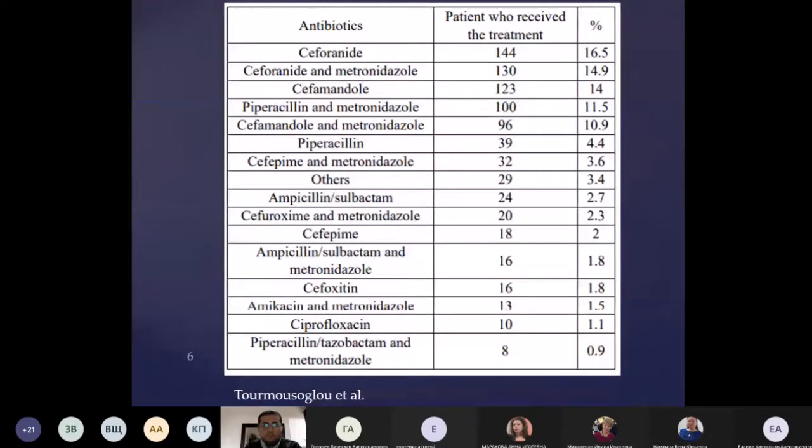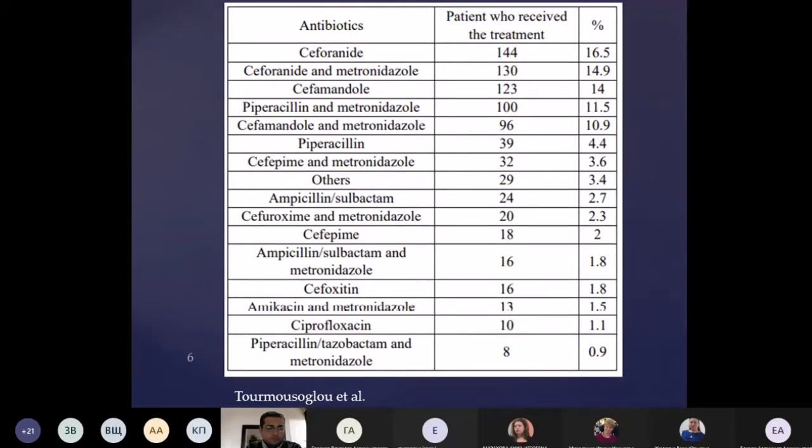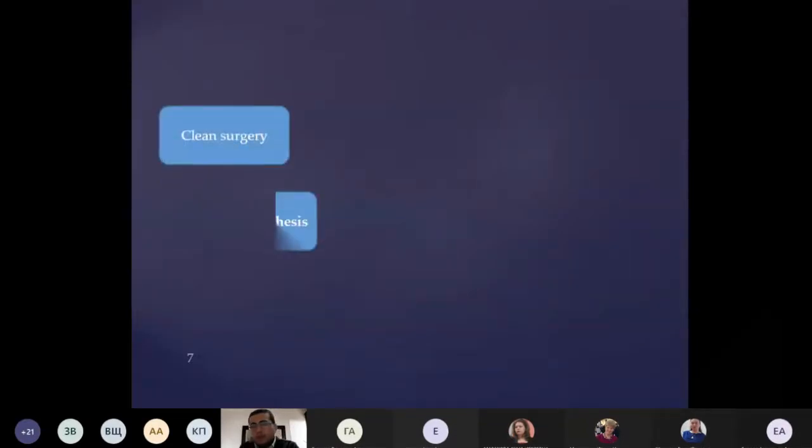We found a very interesting clinical trial by Turmozoglu and colleagues, which supports our principles. The study was based on 176 patients with various surgical infections, and the results were as follows. The study showed that broad-spectrum antibiotics are the most commonly used in surgical practice. And now is the turn of my colleague, Dr. Mikhail. Thank you, Dr. Ibrahim.